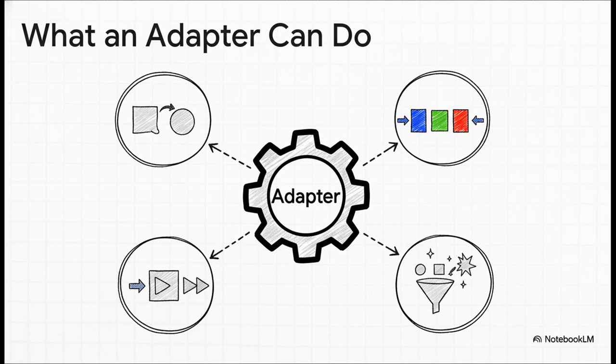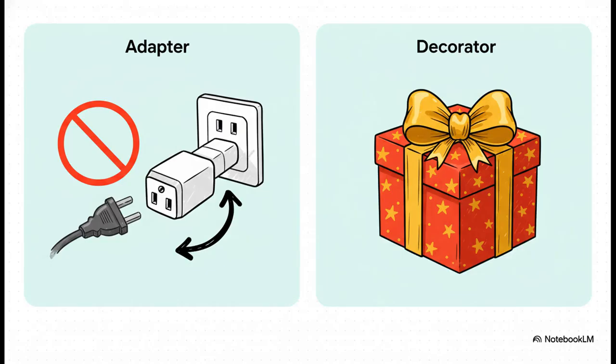And this is where it gets really powerful. This translation isn't just some simple one-to-one thing. An adapter can do all sorts of work for you. It can convert data from one format to another, it can shuffle the order of arguments, call a totally different method name, or even fill in some missing details with default values. It's just incredibly flexible.